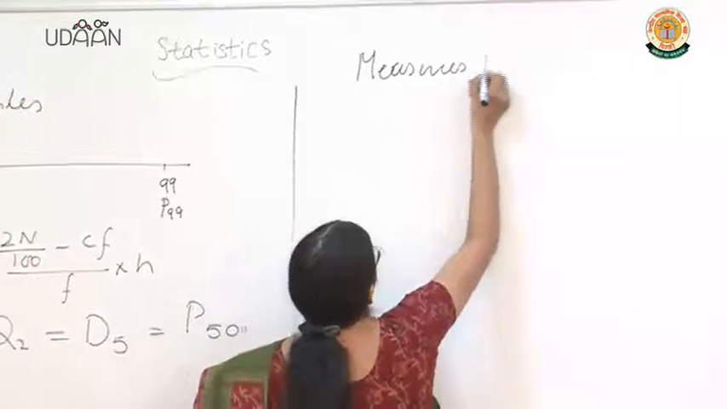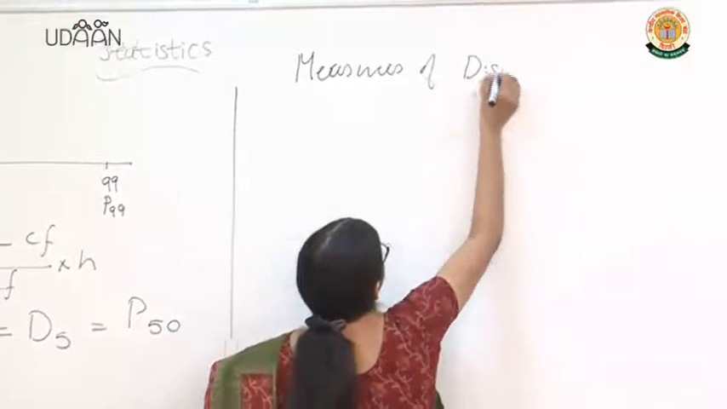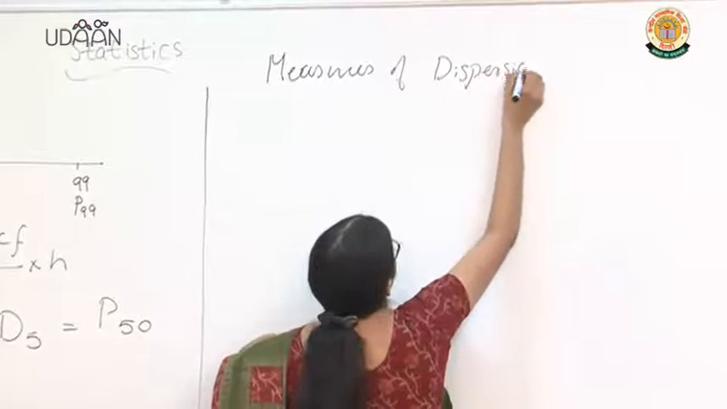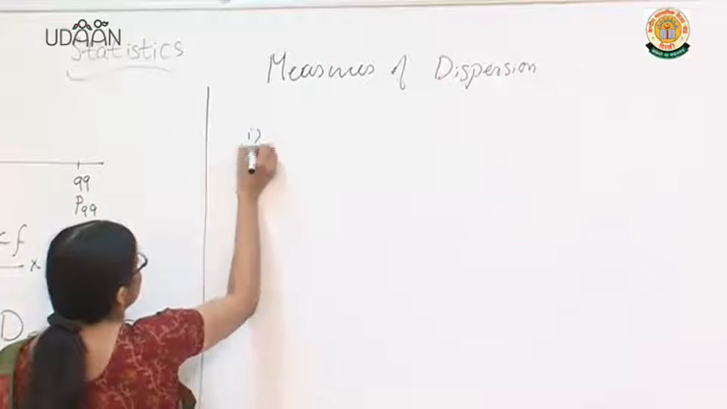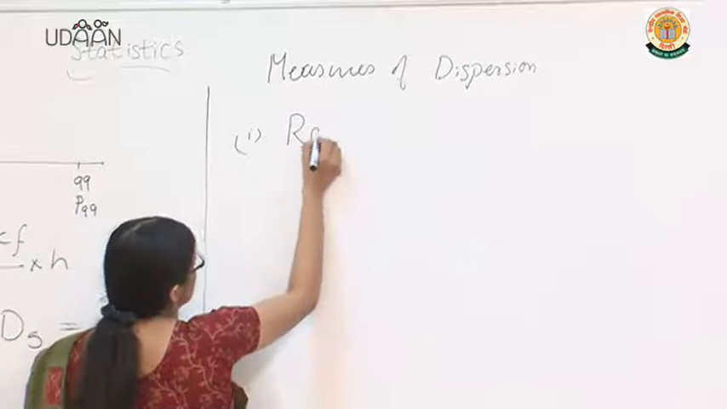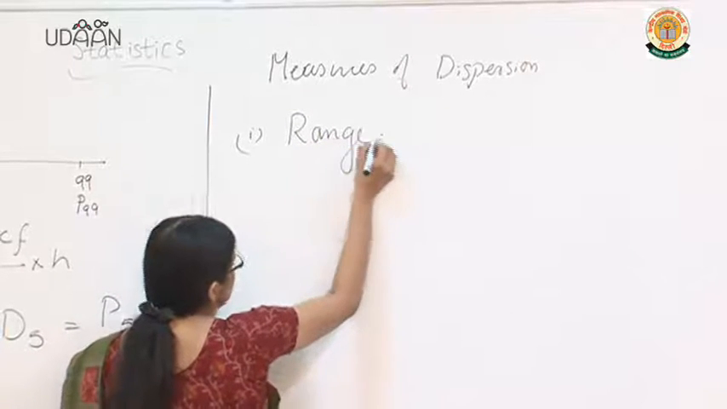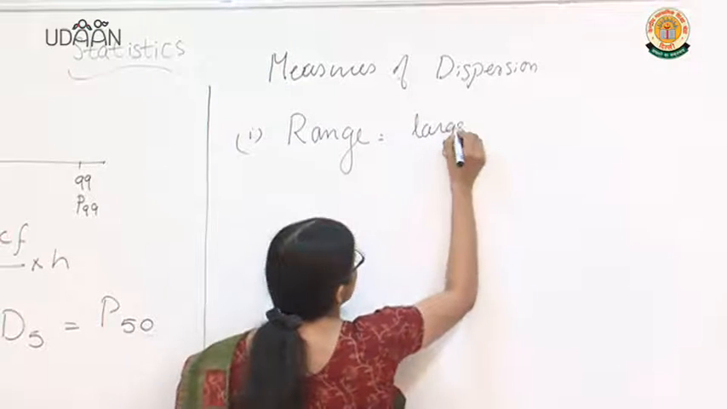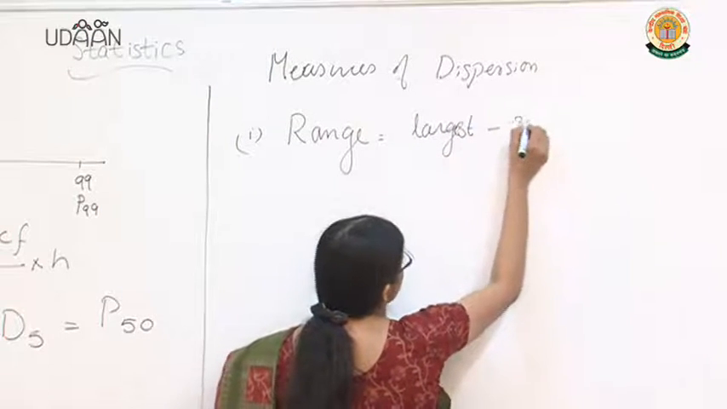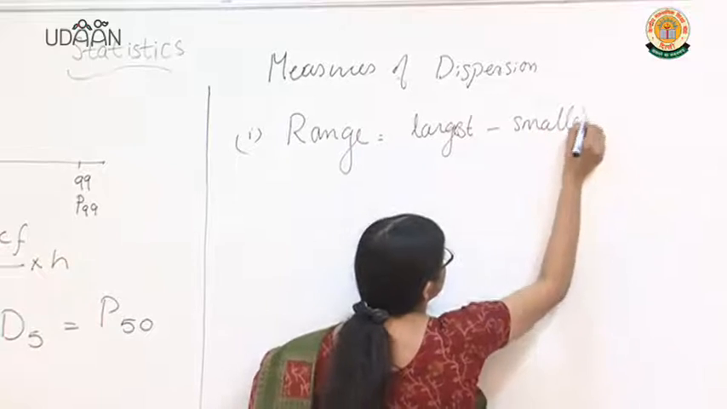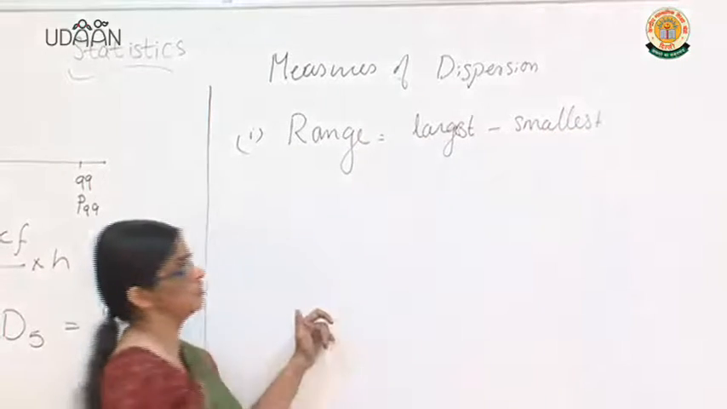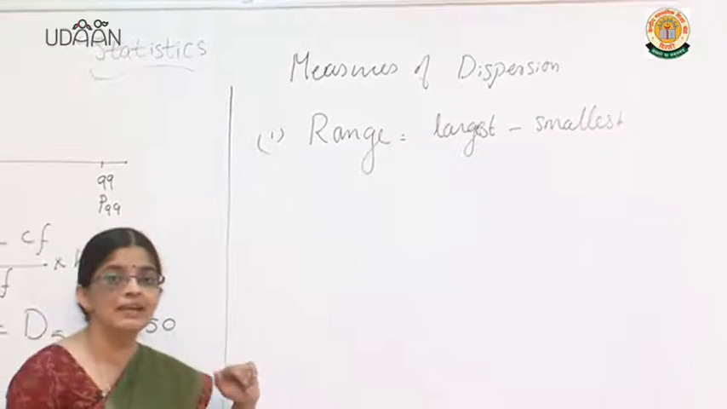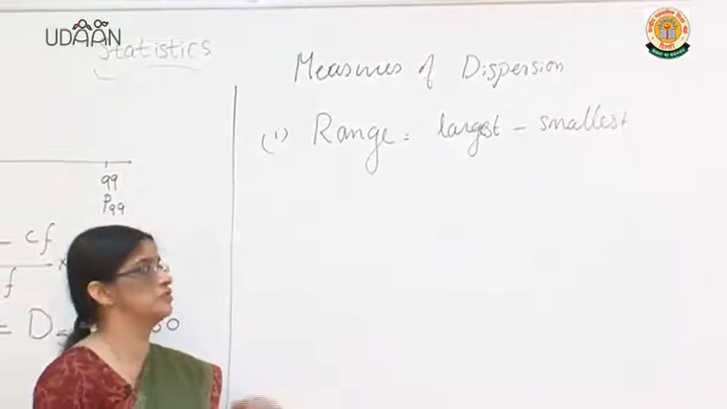Measures of dispersion. The first formula which we are going to discuss is range. Range is the difference between the largest and smallest value. This is called range. Range of an observation is the difference between the largest and smallest value.